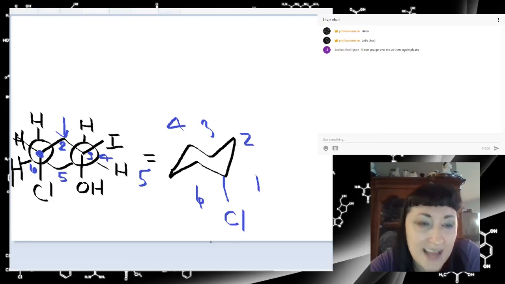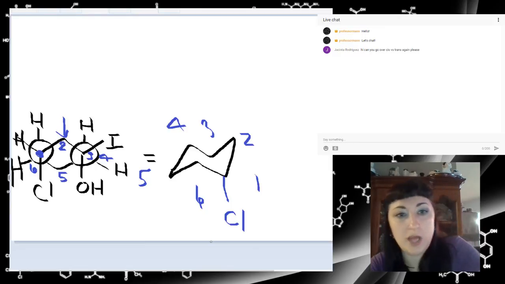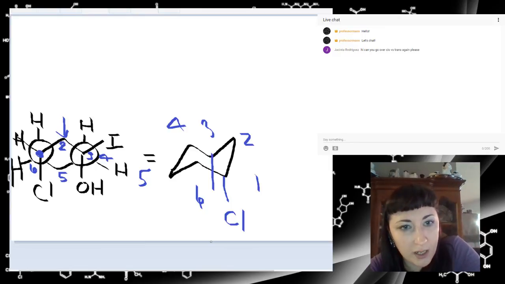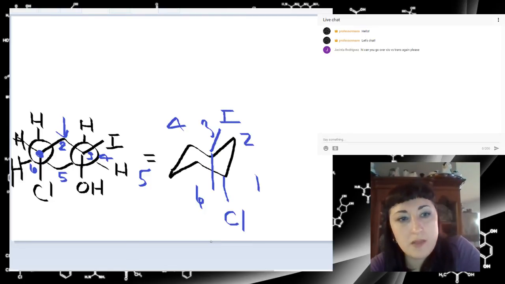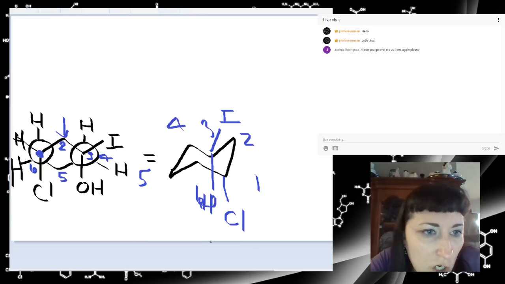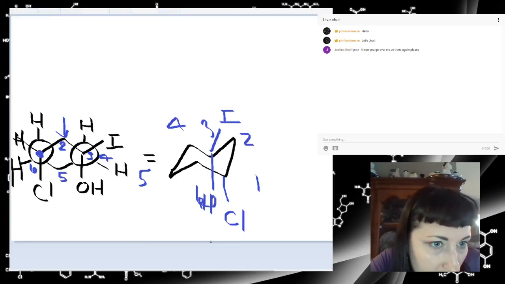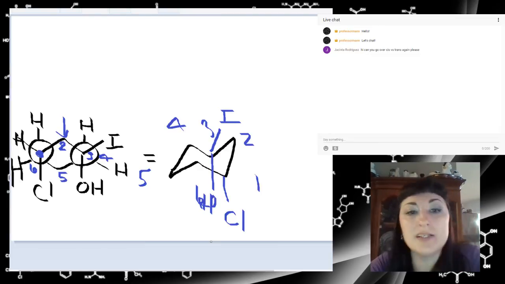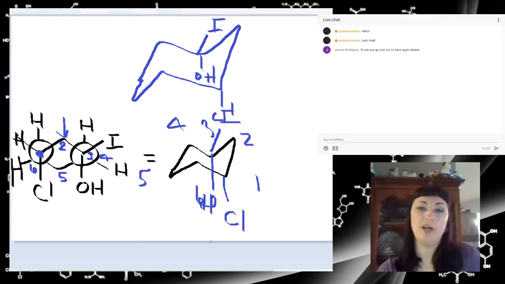Carbon 3 has an iodine and an OH group, okay? The iodine is pointing up, so that would be equatorial, and then the oxygen is pointing down, so that's the axial. The iodine's equatorial, the oxygen's axial. Carbon 4 has nothing on it other than hydrogens. Carbon 5 has nothing but hydrogens, and carbon 6 has nothing. You would want to make sure you draw it where you have the fewer 1,3 diaxial interactions, okay?